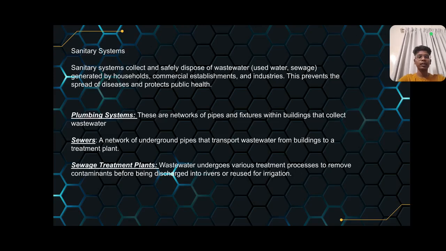Next, sanitary systems. Sanitary systems collect and safely dispose of wastewater, used water, sewage generated by households, commercial establishments and industries. Plumbing systems. These are networks of pipes and fixtures within buildings that collect wastewater.